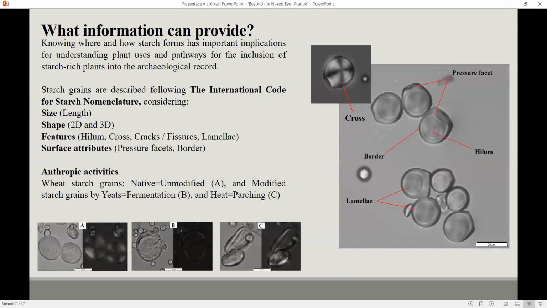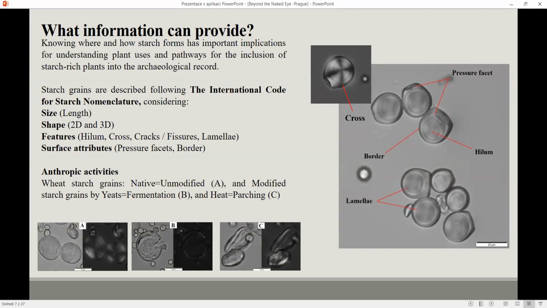So what information can starch provide? Well, knowing where and how a starch forms certainly has some important implications for understanding the plants' uses and the pathways of starch-rich resources into the archaeological record.